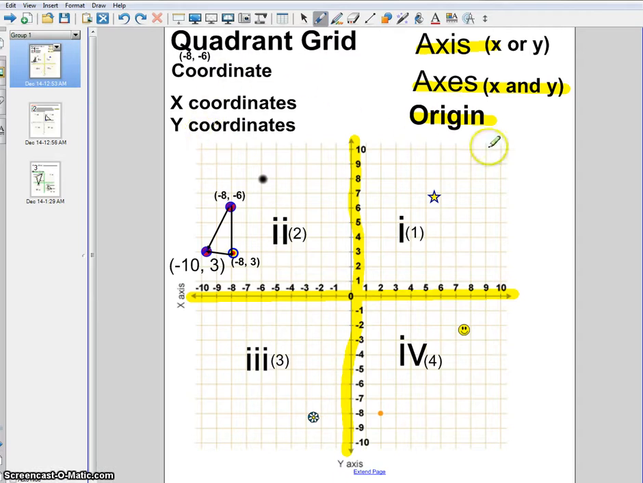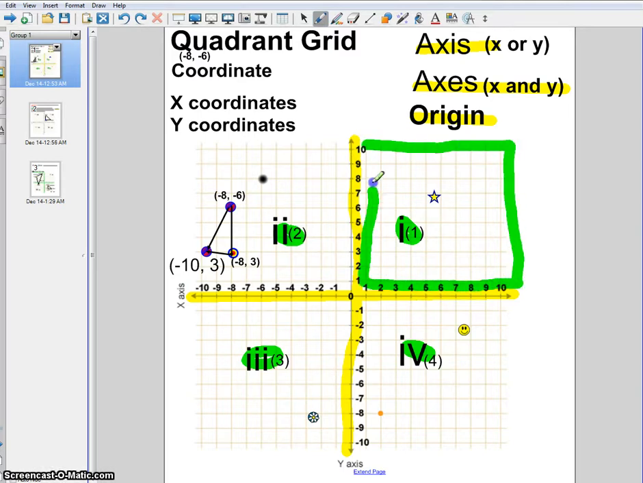This entire thing again is called a quadrant grid. And you're probably wondering what these Roman numerals and numbers are for. Each of these numbers represents the name of the quadrant. Right here, this is all quadrant 1.